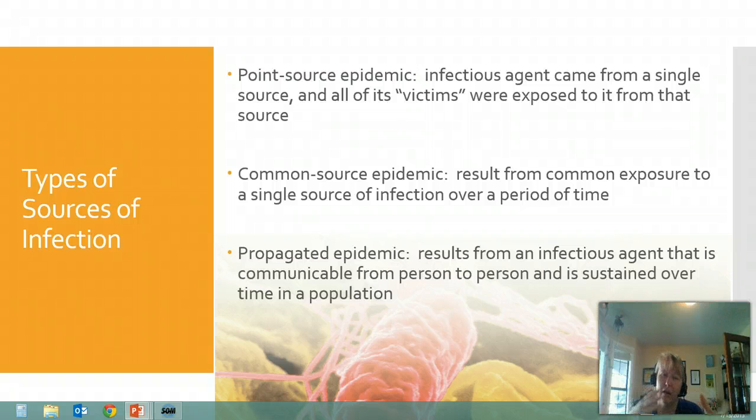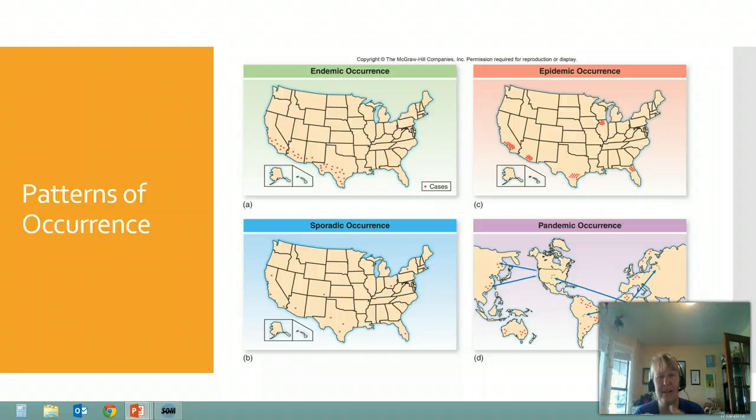Now, common source epidemics are not always propagated, especially if we're talking about waterborne infections, things like that. So it's important to understand that just because it's a common source epidemic or a point source epidemic, it doesn't necessarily mean it's a propagated epidemic if it's not being spread. So make sure you have those three straight. I know it's a little confusing. If you want to go over that again, just let me know and we can sit down and talk about that.